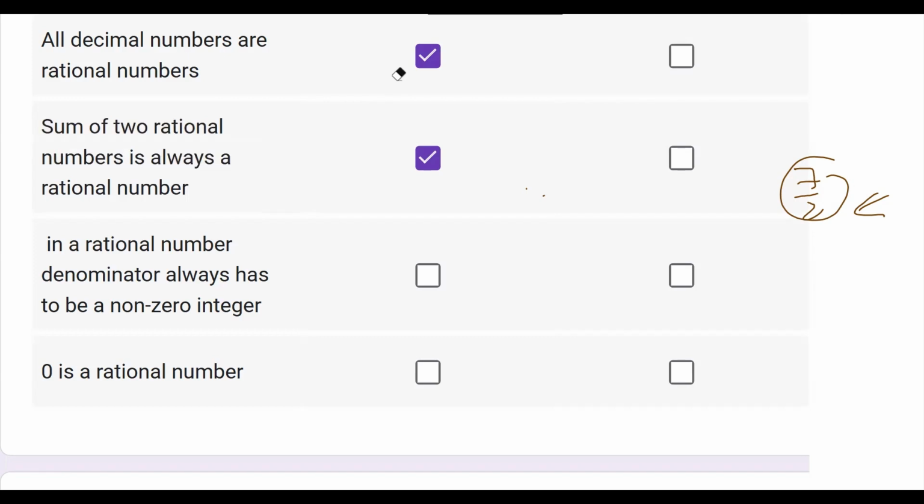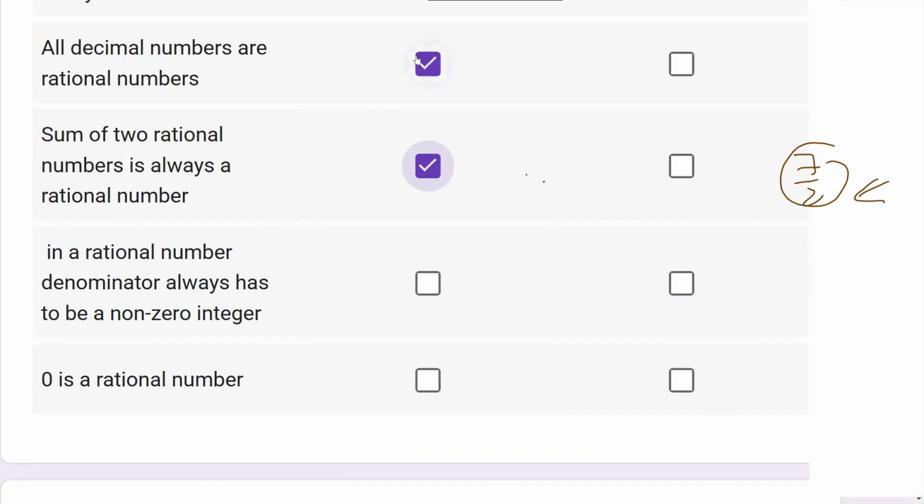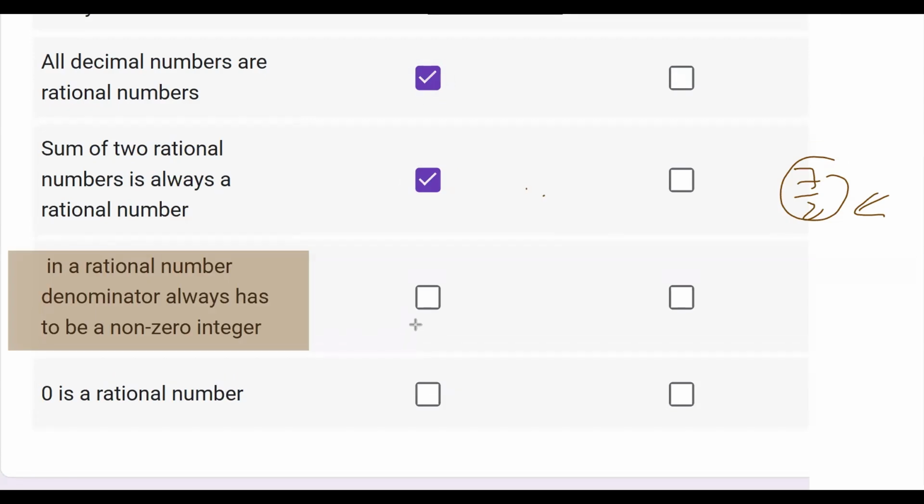Okay, as I proceed to the next one, it says, in a rational number, the denominator always has to be non-zero. Yes, in any rational number, the denominator must be non-zero. It cannot be zero, right? Because division by zero is not defined.